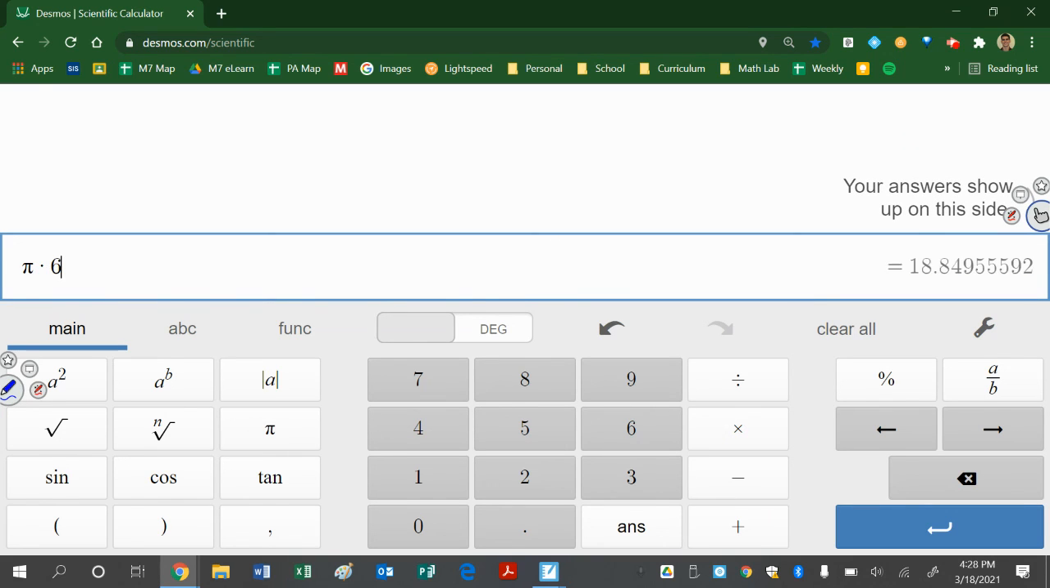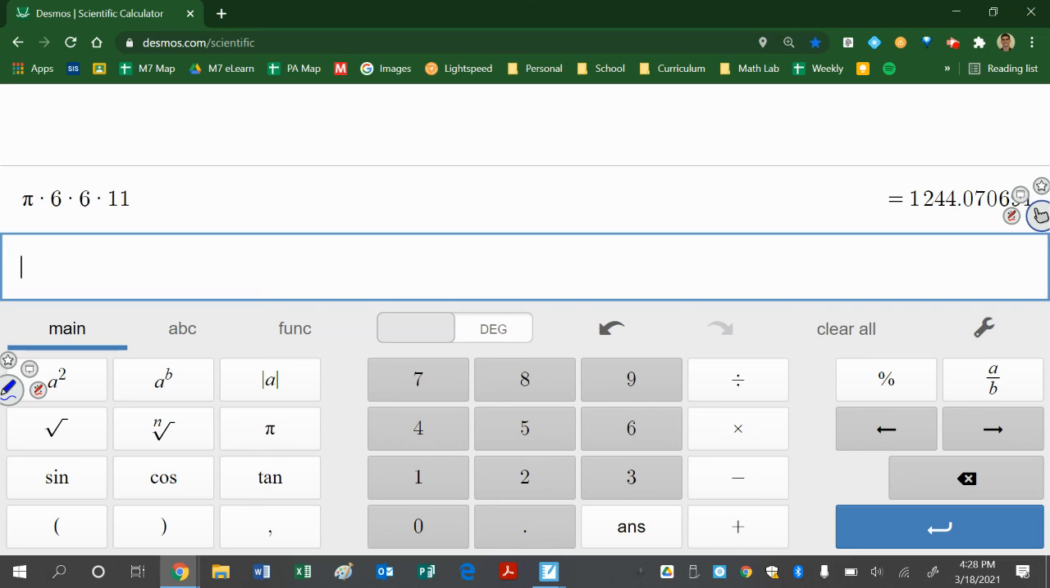You can either write pi times 6 times 6 times 11, or you could do the same thing, pi times 6, and you could use that squared button, times 11. Please notice, same answer, 2 different ways of getting it.